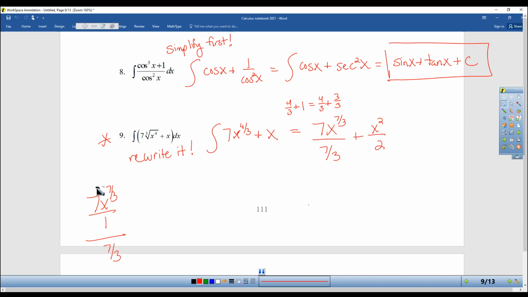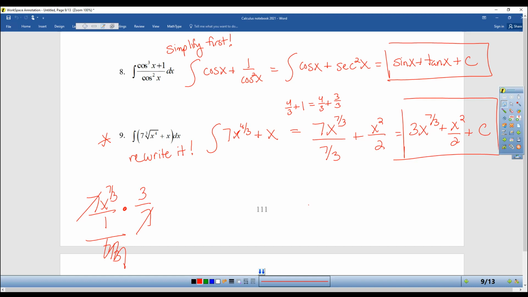So we're going to keep the first one, change it from division to multiplication, and flip. Keep, change, flip. So the 7's cancel, and I get 3x to the 7/3 plus x squared over 2 plus c.